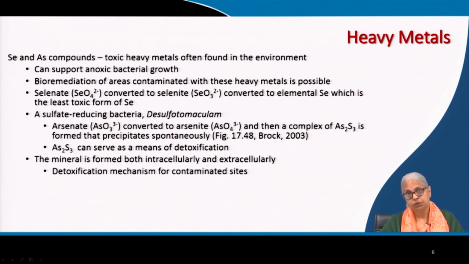So arsenate can be converted to arsenite and then a complex of As2S3. And this As2S3 precipitates spontaneously. So this is what we have, arsenic trisulfide, which is the reduction of arsenate by a sulfate reducing bacterium. So you can see this is the culture after it has been incubated and inoculated with this particular bacterium, Desulfotomaculum, and the yellow material are precipitates of As2S3, so arsenic trisulfide.